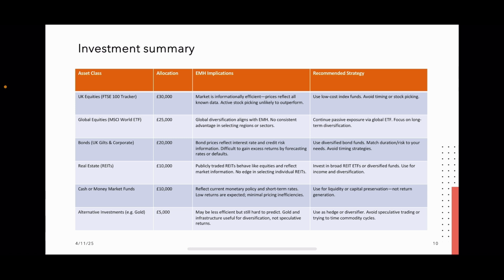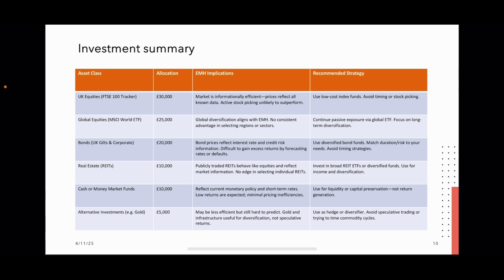Bonds. Implications include bond prices reflecting interest rate and credit risk information. It's difficult to gain excess returns by forecasting rates or defaults. The recommended strategy is therefore to use diversified bond funds, match duration and risk to your needs, and avoid timing strategies.